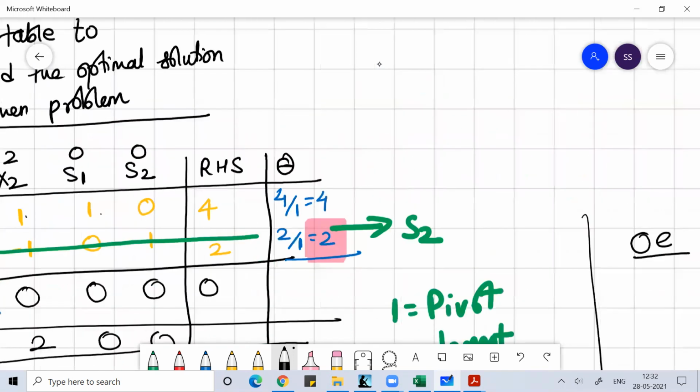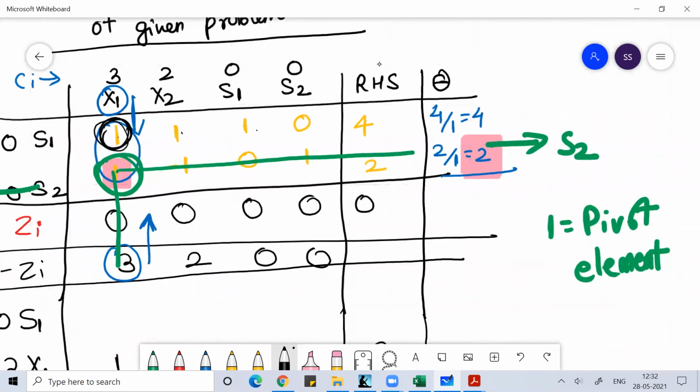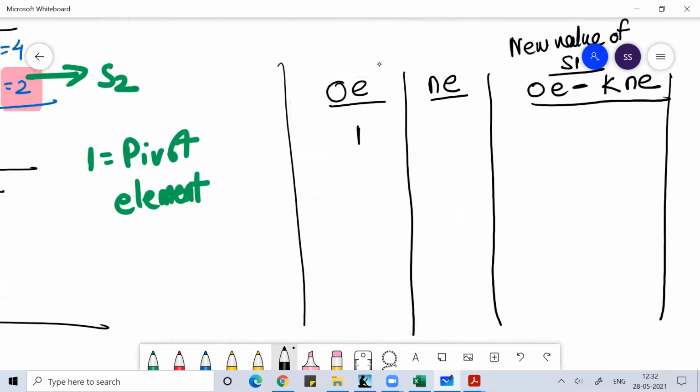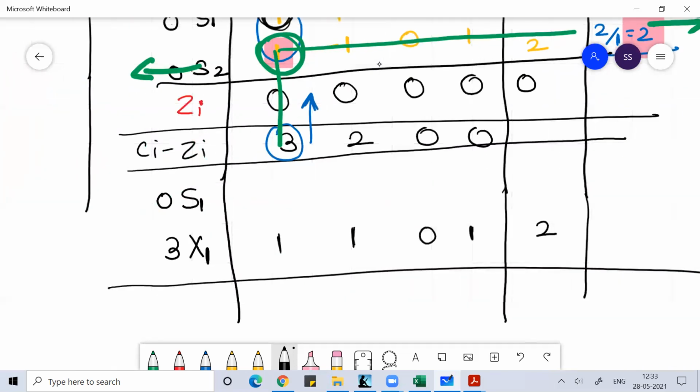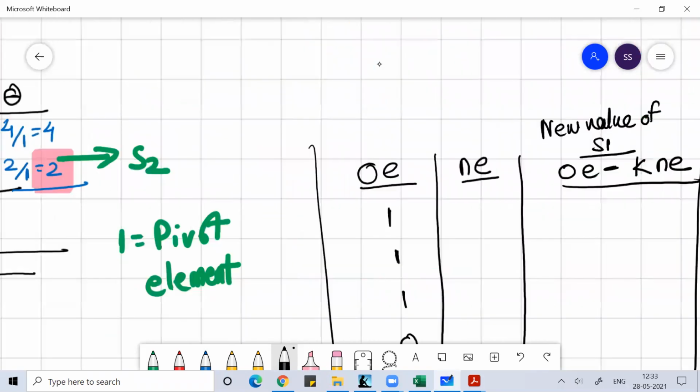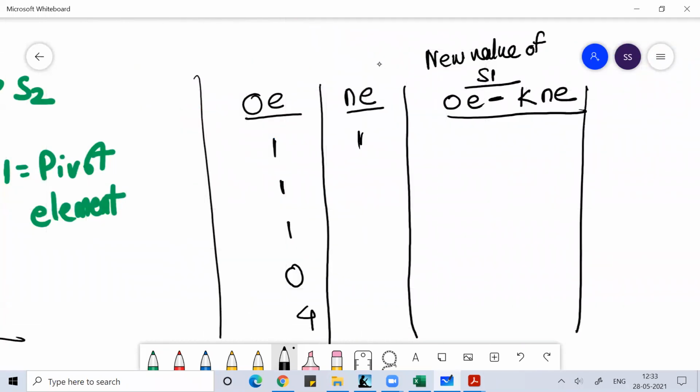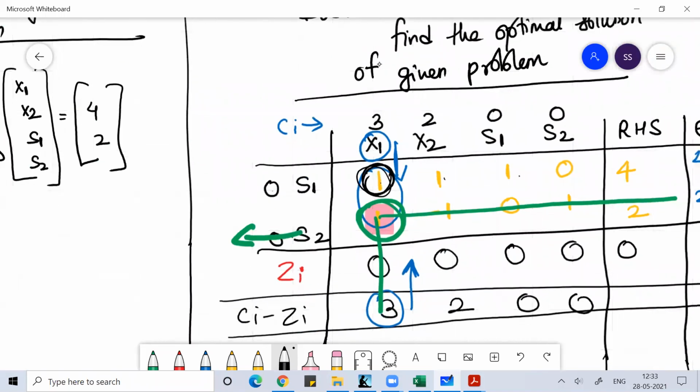Old element means the old values of S1, which are 1, 1, 1, 0, 4. The new element is the values which you wrote for the pivot row x1: 1, 1, 0, 1, 2. And k is a constant, which here is 1.